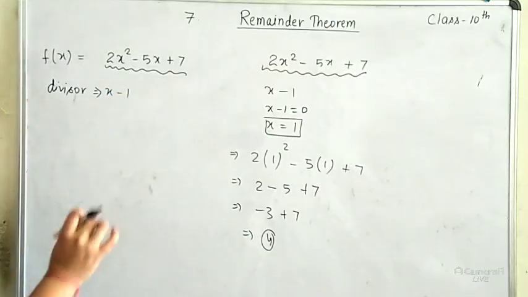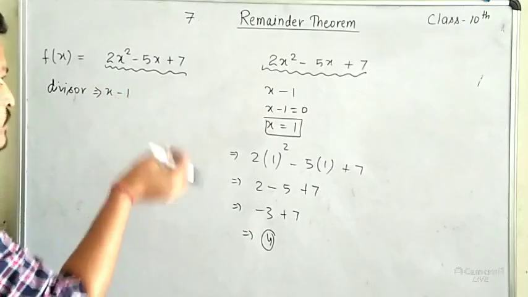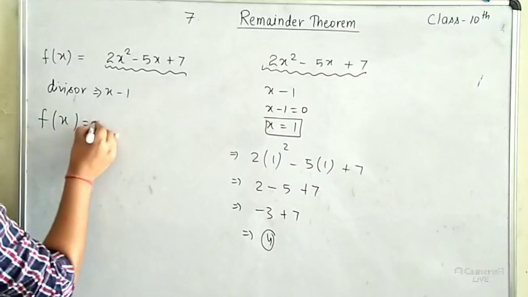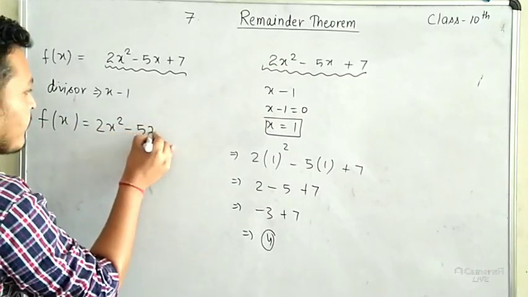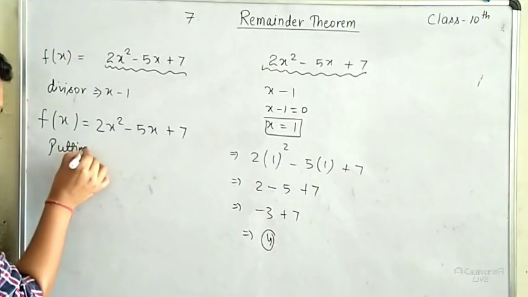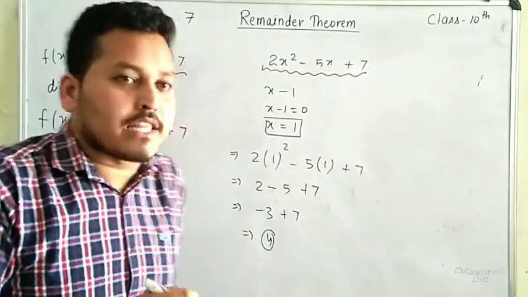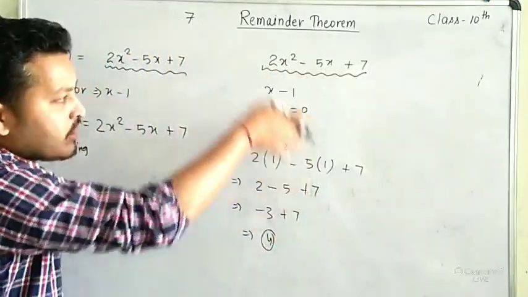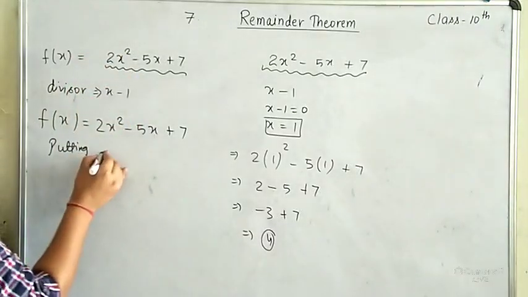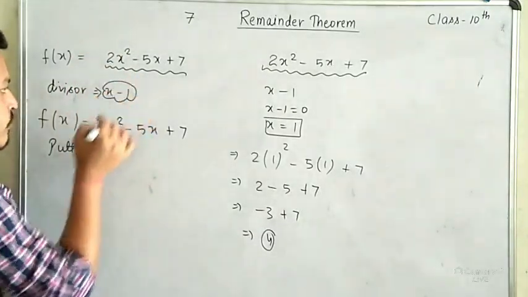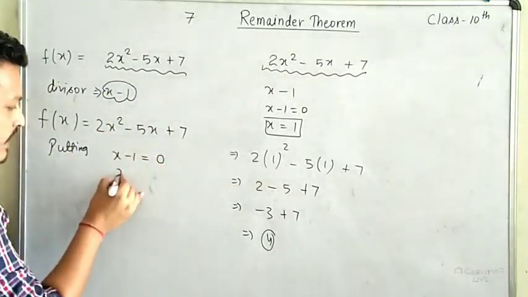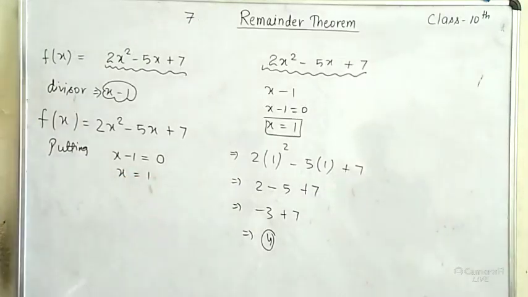So how can we write the remainder theorem, how can we solve the question using the remainder theorem? The expression given is f(x) is equal to 2x square minus 5x plus 7. Okay, now this is the final arrangement, how we finally write it. Here I am using only the shortcut, but this is the way to write the remainder theorem. When the divisor x minus 1 is given, putting the divisor equal to 0, x is equal to 1.